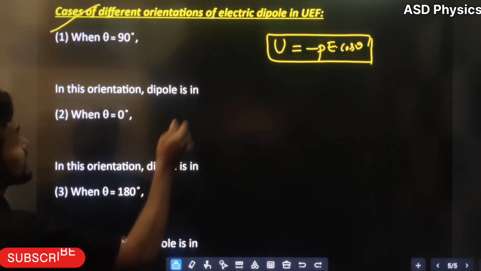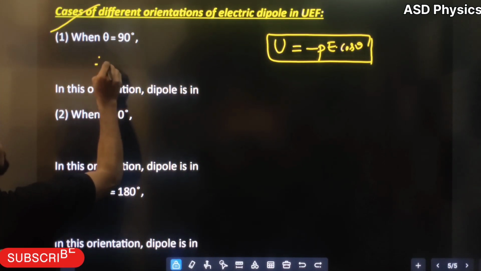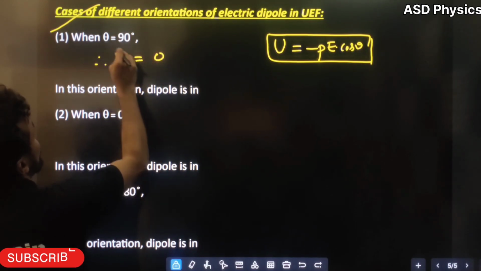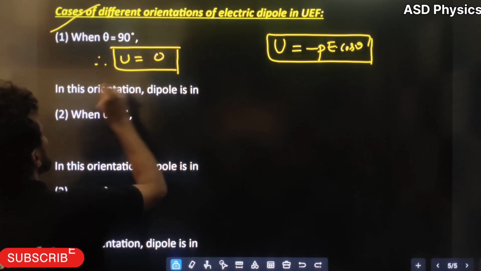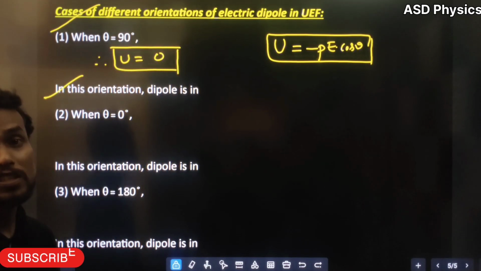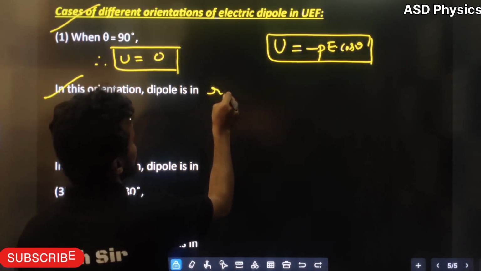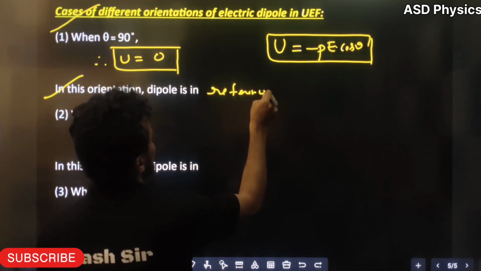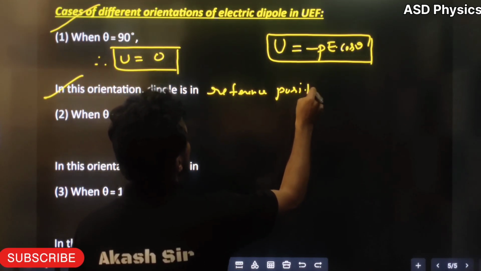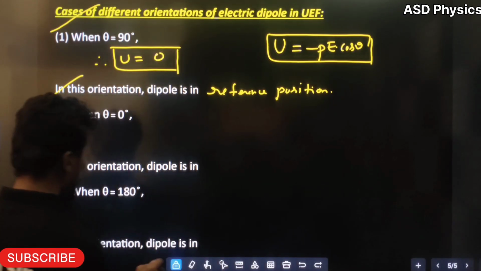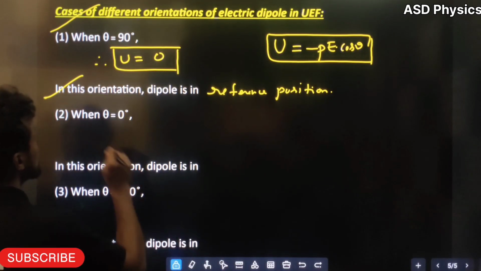When theta is 90 degrees, this U value will come 0. And this is called what? In this orientation, the dipole is in which position? Reference position, because here potential energy is 0.